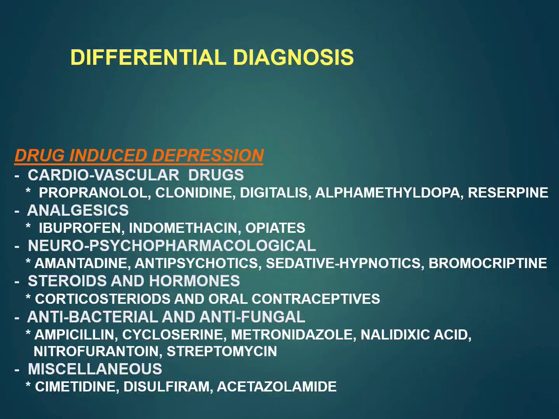They're not very frequently used, these, but propranolol, as you know, is a very frequently used compound. Analgesics: ibuprofen is frequently used. It is less used now these days, but in children it is still very much used. Indomethacin, then the opiates, various neuropsychopharmacological agents, amantadine, antipsychotics. Your risperidone can cause depression. Sedative hypnotics, bromocriptine. Then steroids and hormones can also cause depression.